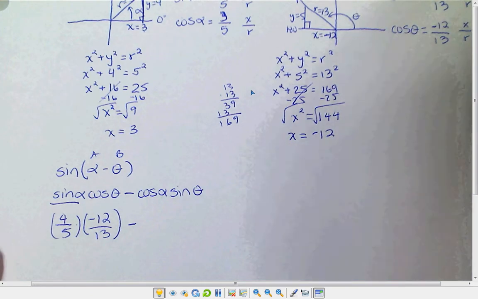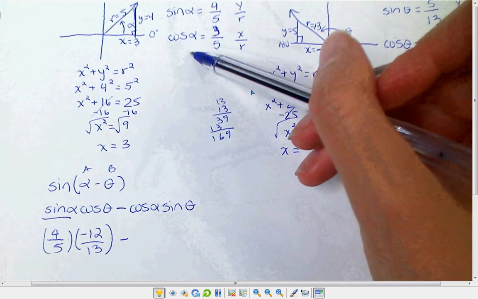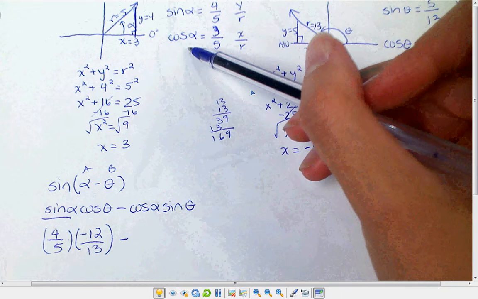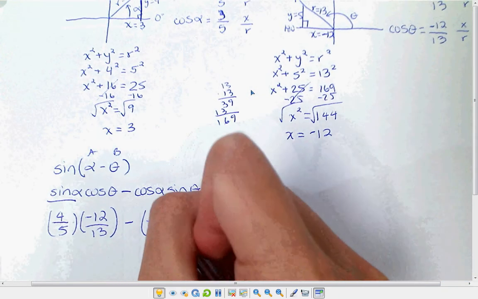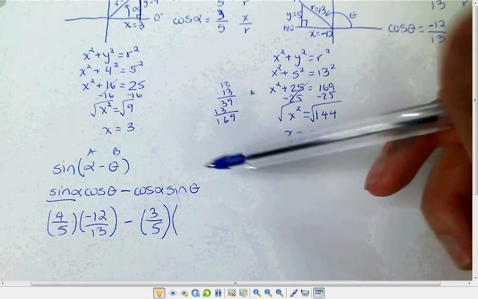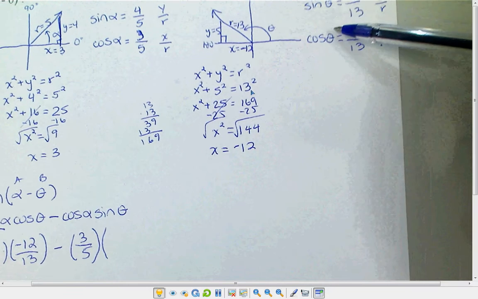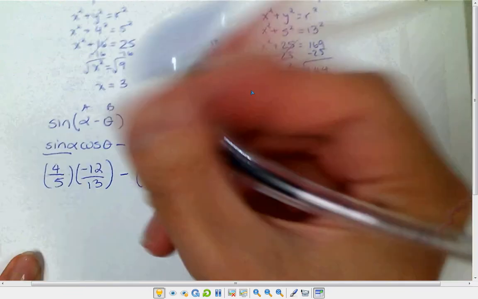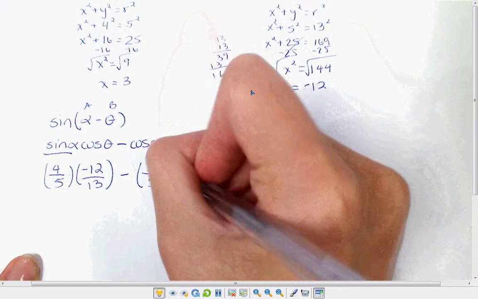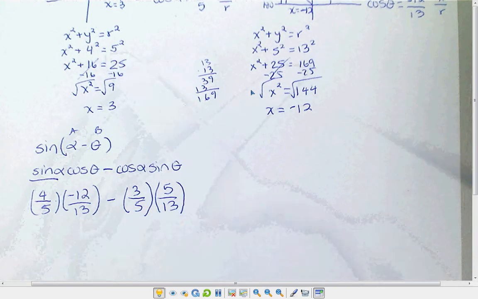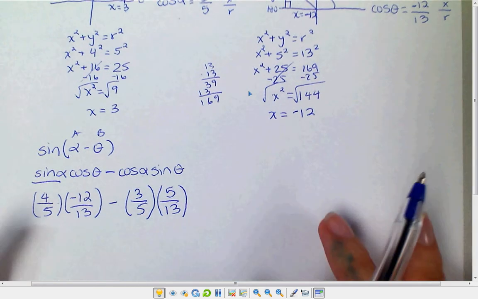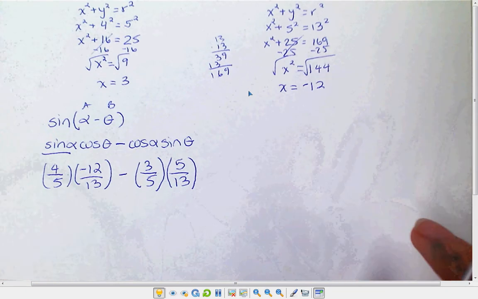Minus cosine of alpha, so now we're going back to this first angle. Cosine of alpha is 3 over 5. And then sine of theta, so on the second angle, sine of theta is 5 over 13. So I'm going to plug that in as well. So the first part that we did is really most of the heavy lifting. Now we're just plugging it in.